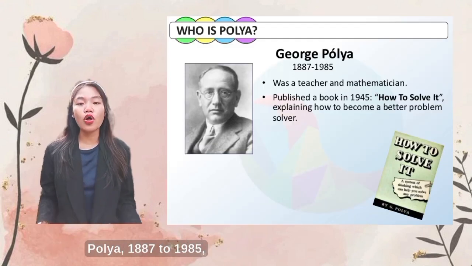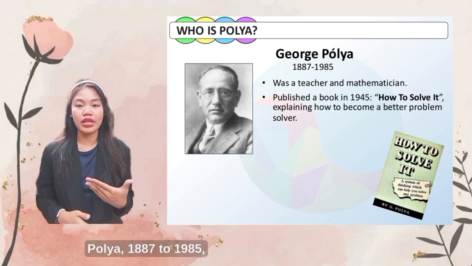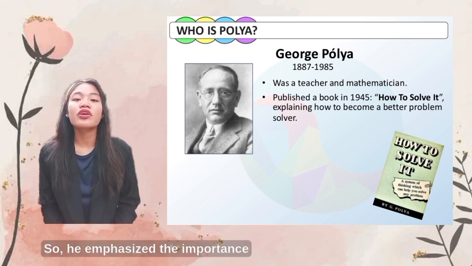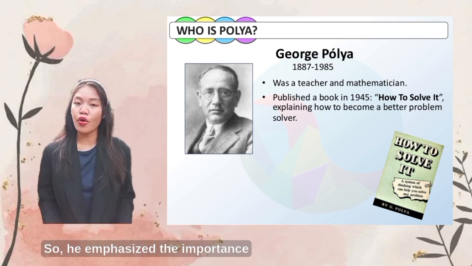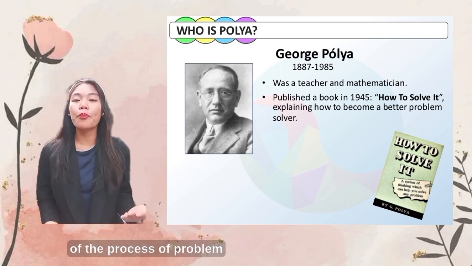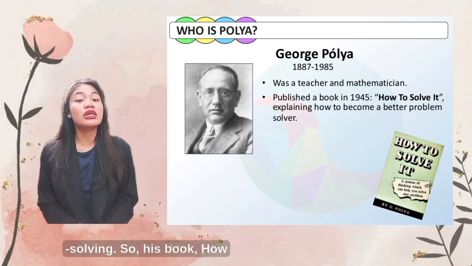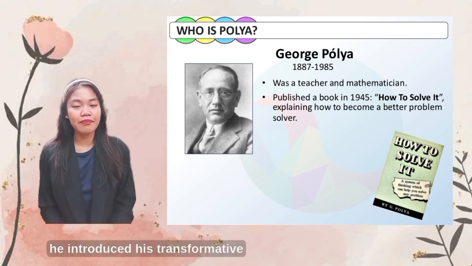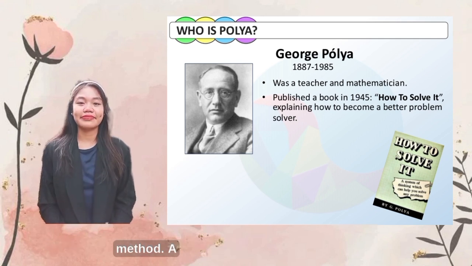George Polya, 1887 to 1985, was a renowned mathematician and teacher. He emphasized the importance of the process of problem solving. In his book, How to Solve It, in 1945, he introduced his transformative method.